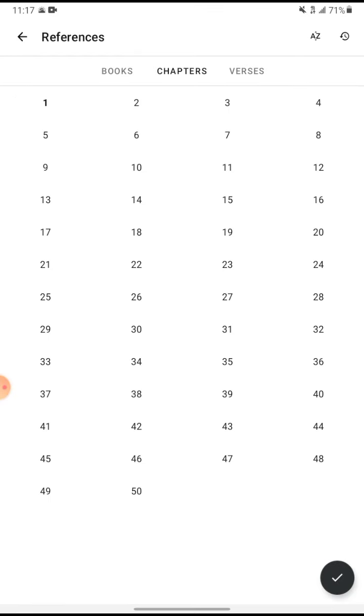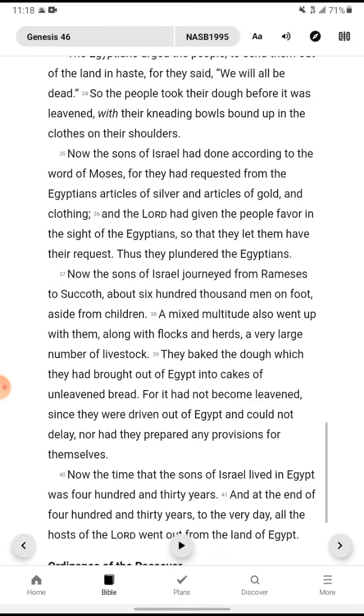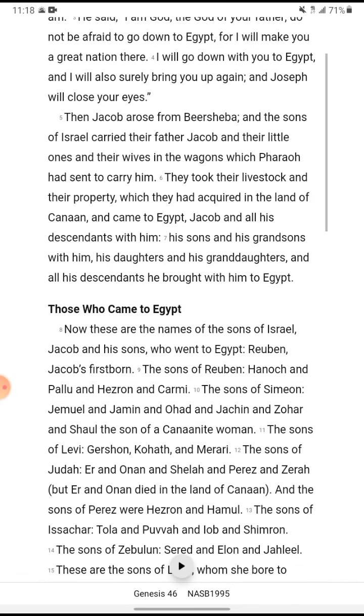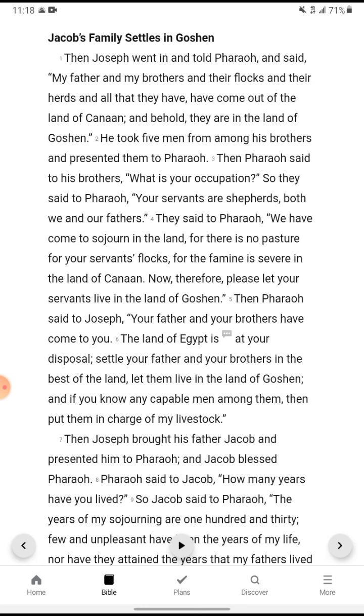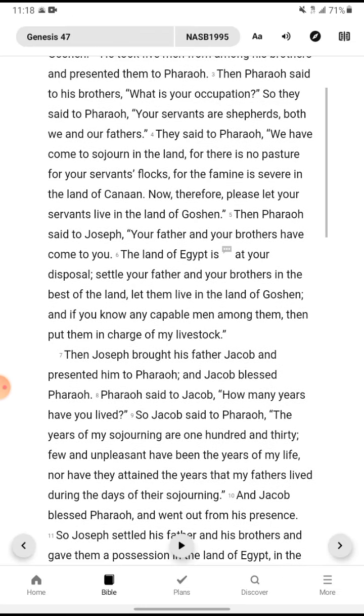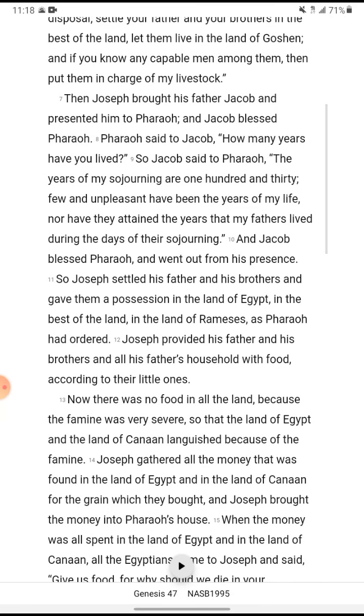And we turn to Genesis, I believe it is 46. Okay. So here there's the descendants. Here, Genesis 47, verses 8 to 9. Pharaoh said to Jacob, "How many years have you lived?" So Jacob said to Pharaoh, "The years of my sojourning are 130." Okay, so that is how old Jacob is.